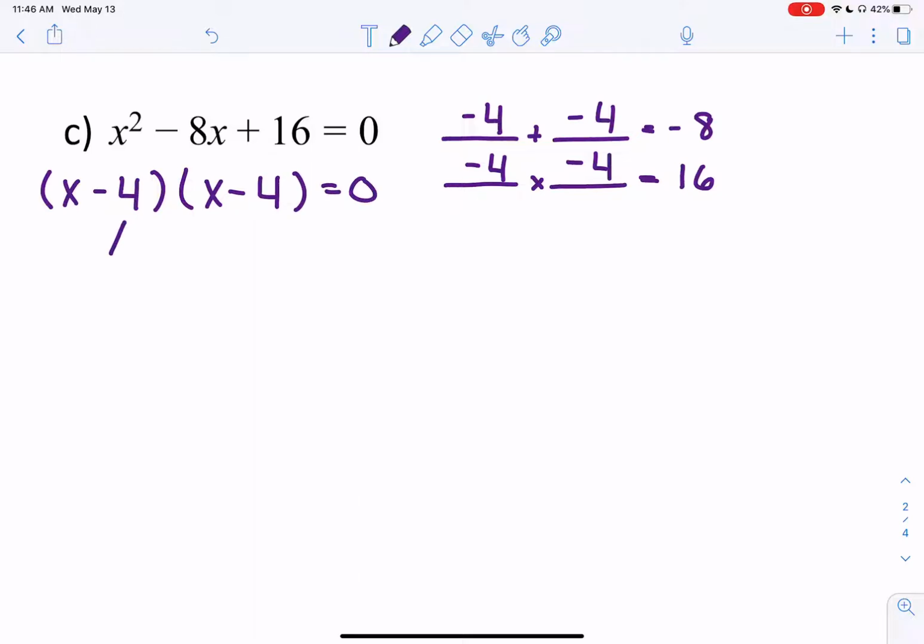And then I just set my brackets equal to 0. Because I got the same answer twice, it just means there's only one answer for x, and that's absolutely okay.